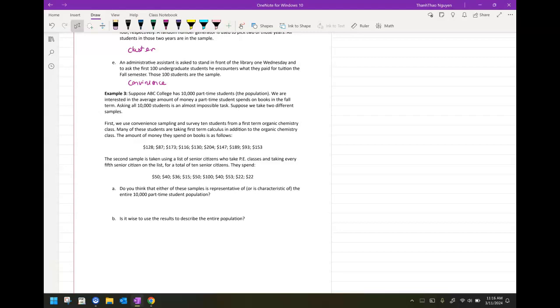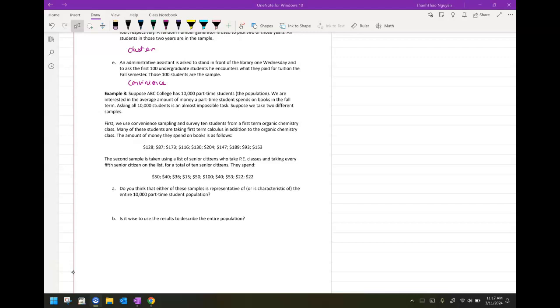First, we conveniently sample and survey 10 students from a first-term organic chemistry class. Many of the students are taking first-term calculus in addition to the organic chemistry class. The amount of money they spend on books is as follows. Then a second sample is taken using a list of senior citizens who take PE class and taking every 5th senior citizen on the list for a total of 10 senior citizens. They spend the amount of money as follows.